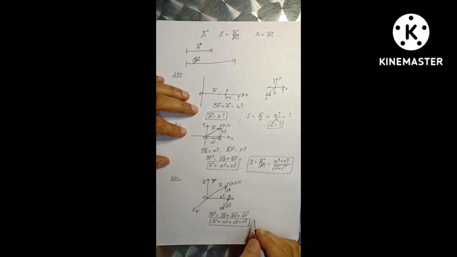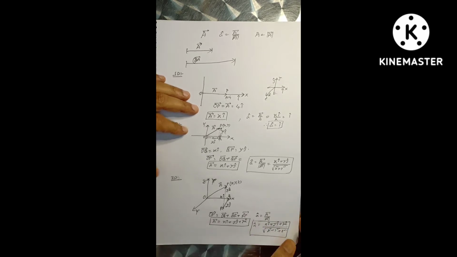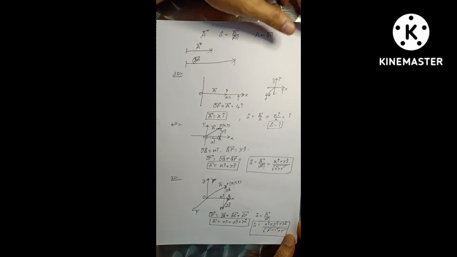And in the 3-dimensional case, we can calculate the unit vector a cap, a vector divided by its magnitude: x i cap plus y j cap plus z k cap divided by the magnitude of a vector, which equals root of x square plus y square plus z square. This is the three-dimensional representation of a vector. This is how we can find the unit vector along 1 dimension, 2 dimensions and 3 dimensions.